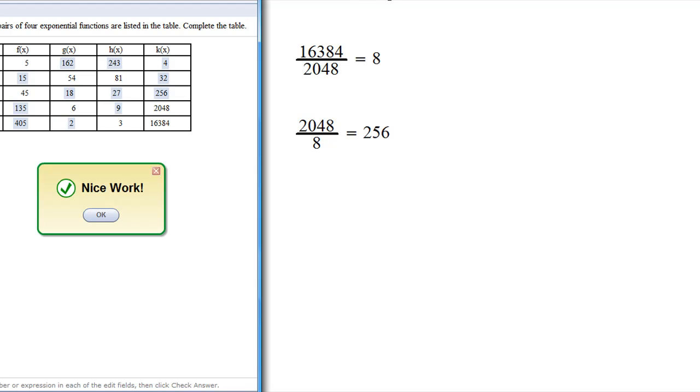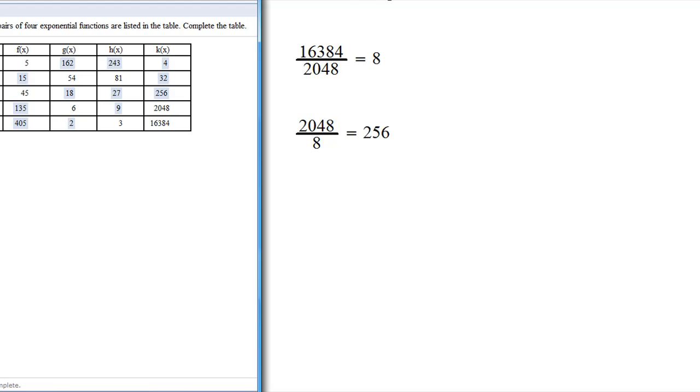Now you can do this. After this, just go and do a similar exercise to make sure that you can do all of these.